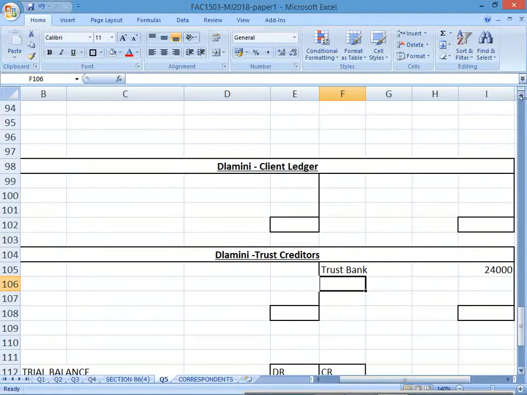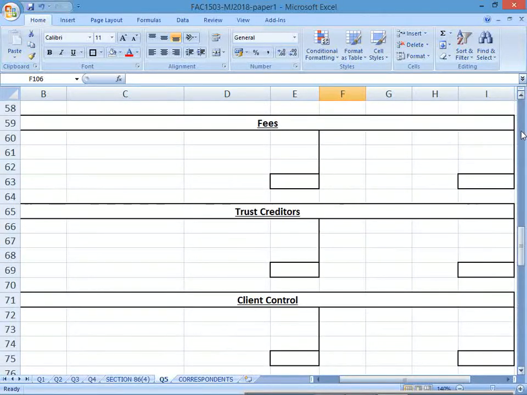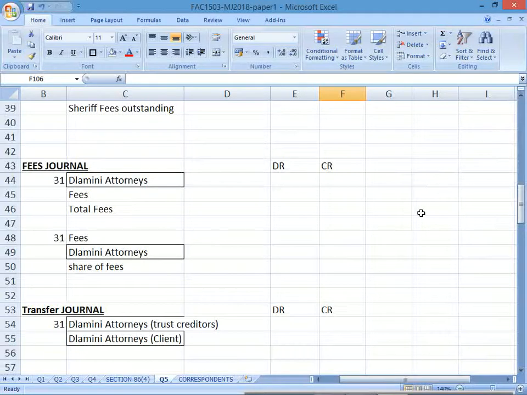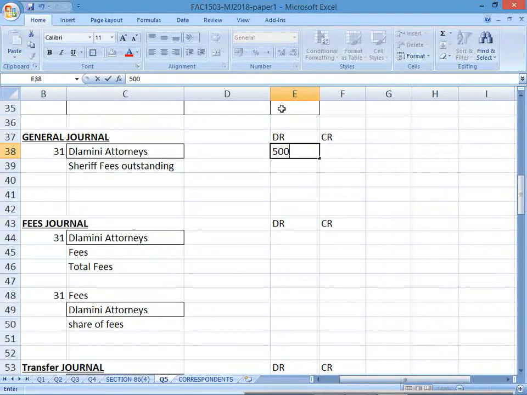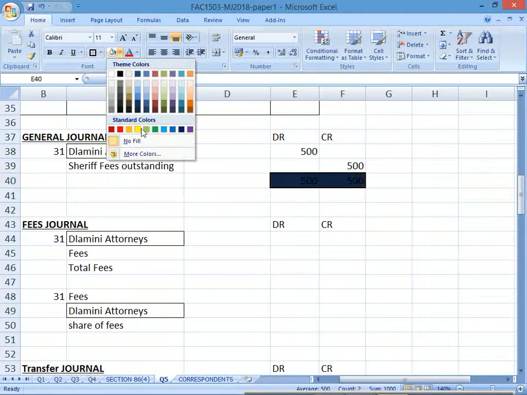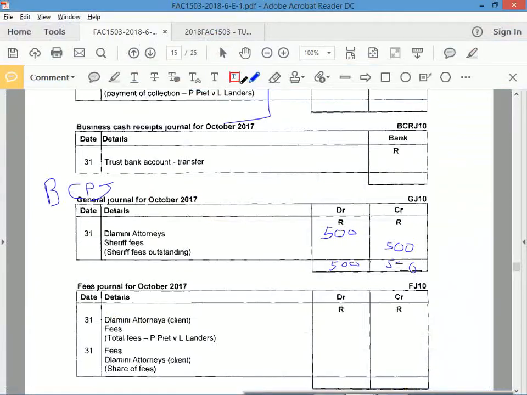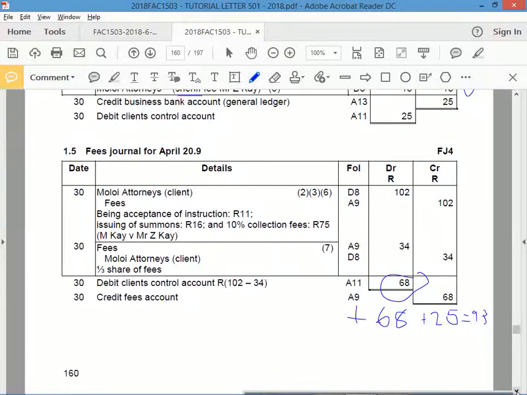We need to get the fees journal as well. 500, 500, and that gives you the total. That's the total. Let's go back and get the other figure. So we've got the fees, that's complete. Then we need to know what the journal was here.